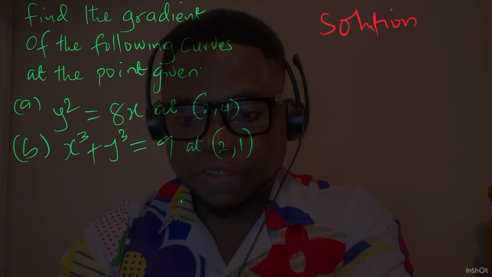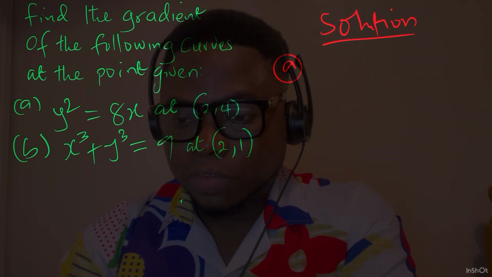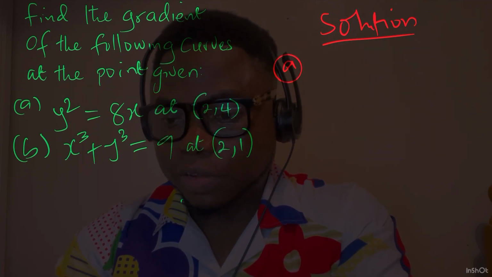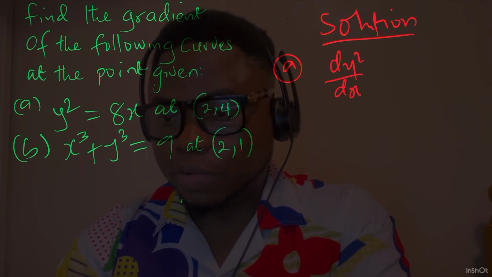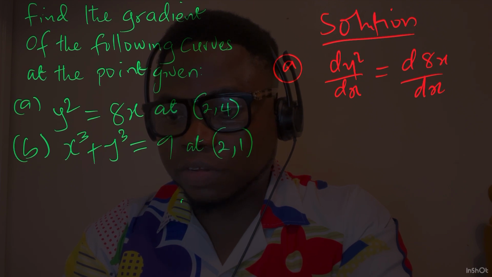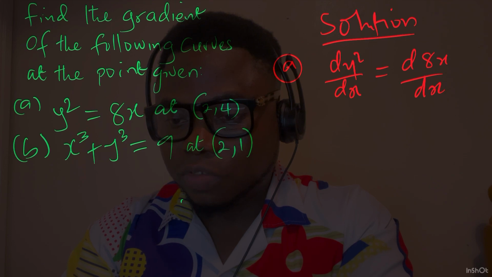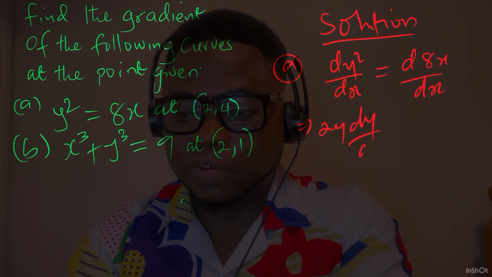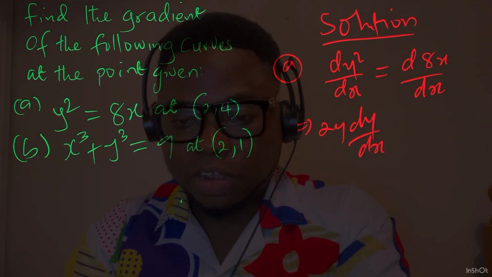So for me to solve the first one, I'm going to apply the implicit rule. So I'm going to differentiate y raised to the power of 2 over dx is equal to 8x over dx. So differentiating y squared, I'm going to get 2y, then dy over dx. Remember, we're looking for dy over dx. That is changing y over changing x. That's going to give us the gradient of the curve.